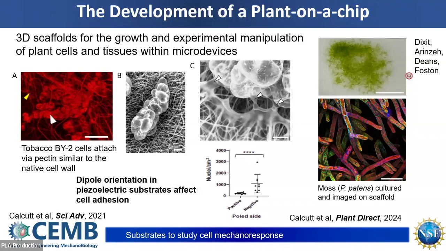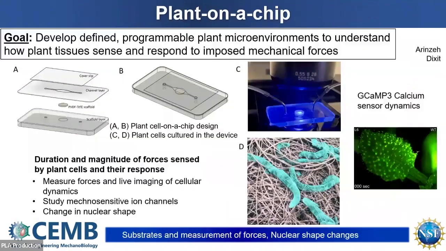So now where are we with the creation of this plant on a chip? We've been building these PDMS devices, and we've now been able to put these scaffolds as well as those tobacco BY2 cells into those devices, and have applied some fluid. We've yet to construct a full device, but this is some promising work. At least we've been able to make a start here.